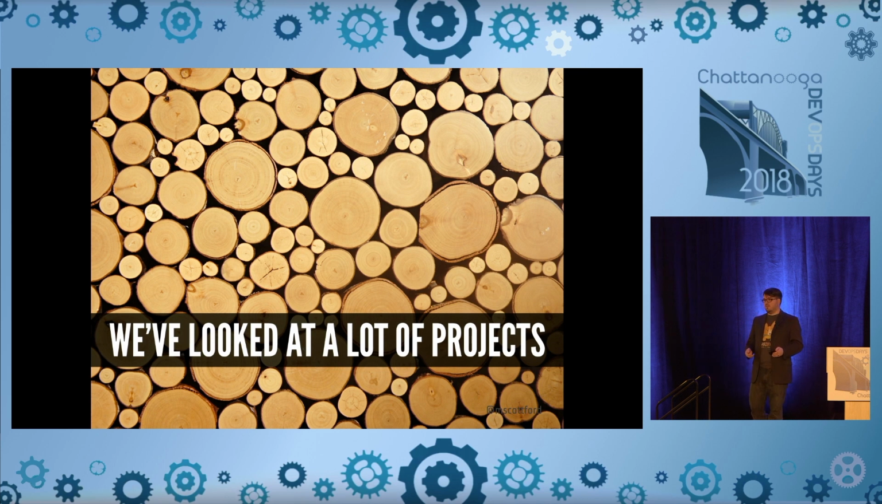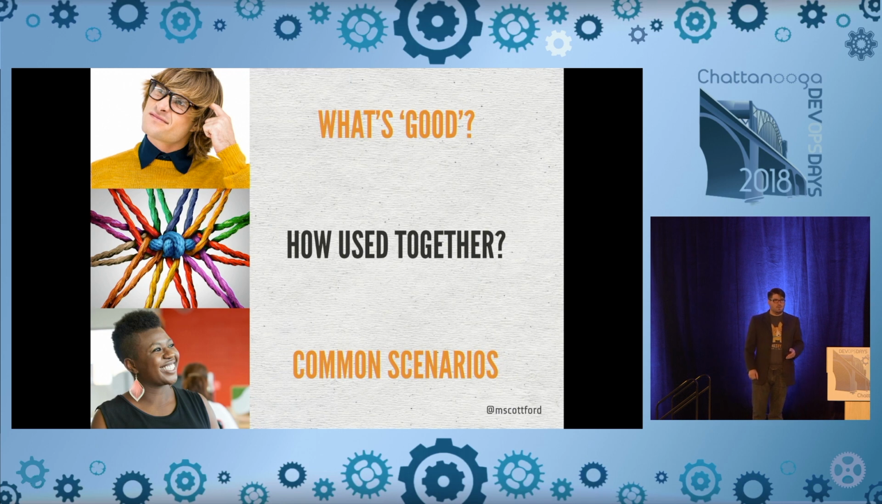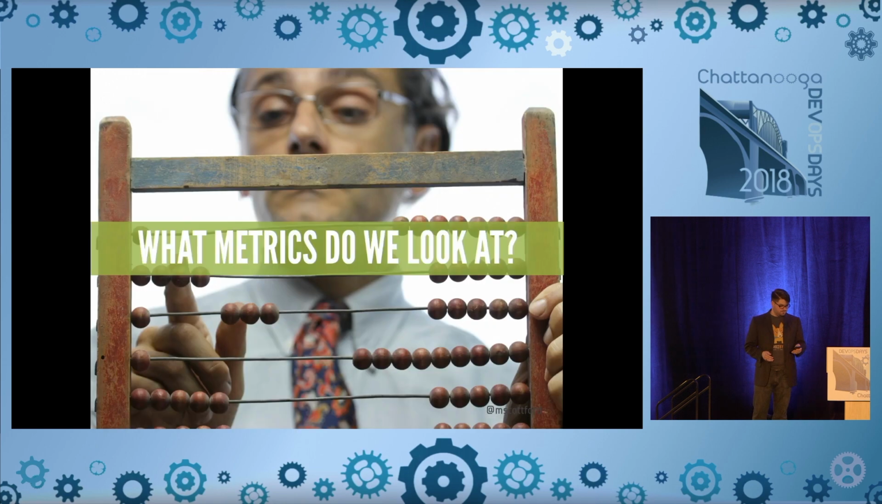We've looked at a lot of different projects over the years, and we've gained some pretty strong opinions about what the important metrics to look at are. So that's what we're going to talk about today: what metrics are important, how you can collect those metrics, why you should collect those metrics, and then for those metrics, what are some good values, how are those metrics used together, and then we're going to end by looking at some common scenarios for what different good and bad values in combination might be able to tell you about your system.